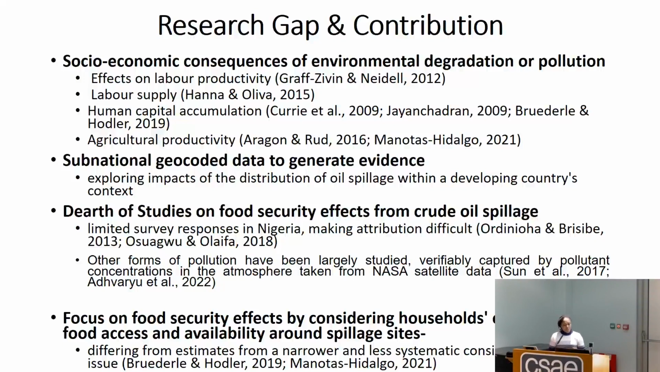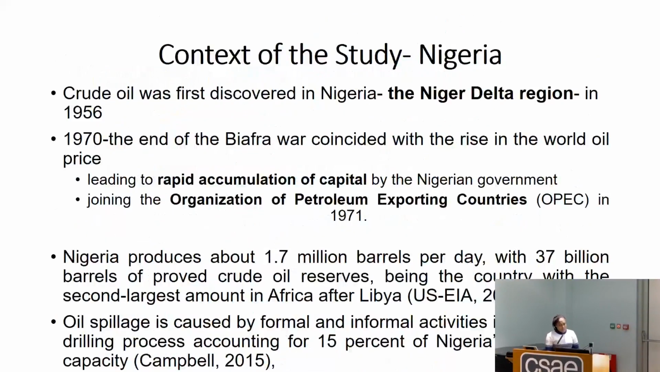The focus is on food security effects by considering household experiences of food access and availability around the spillage site. That is, there is less systematic evidence in this regard, and we know that by doing this analysis, we can add to the literature on food security effects given oil spillage issues.